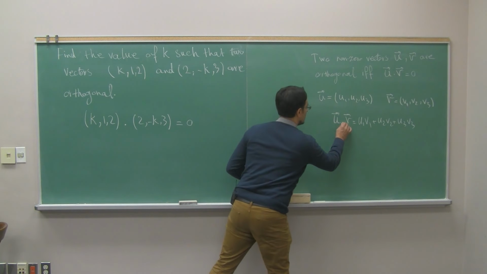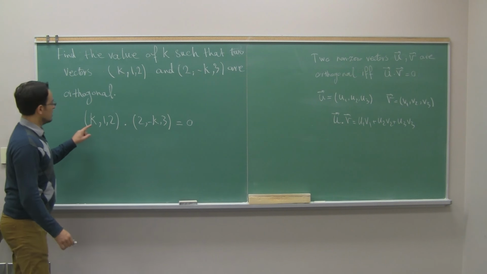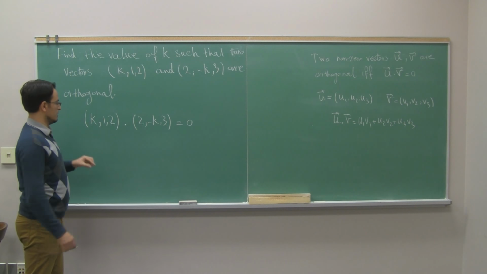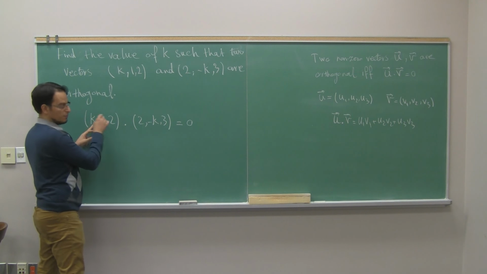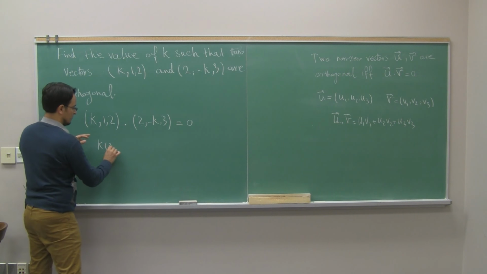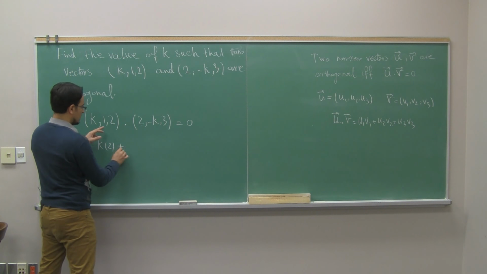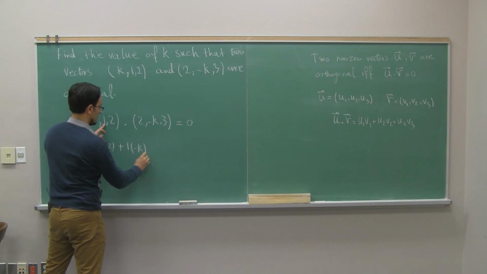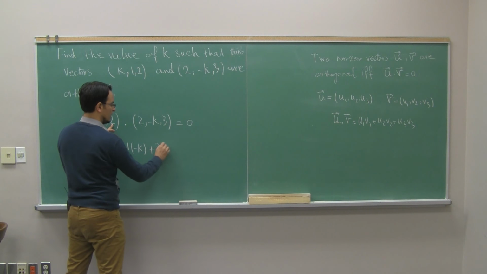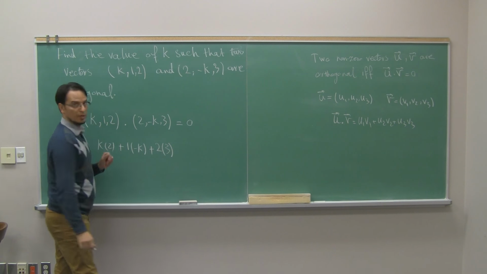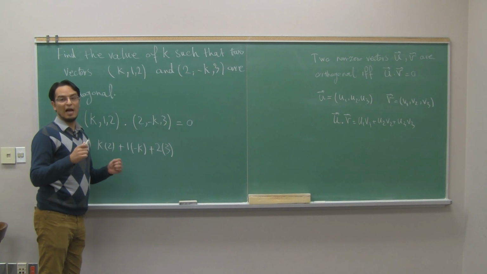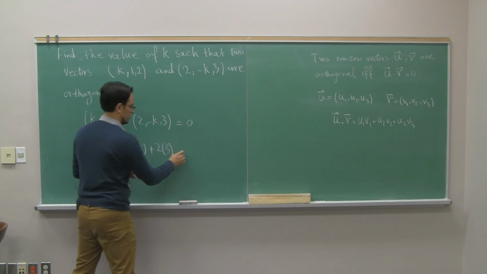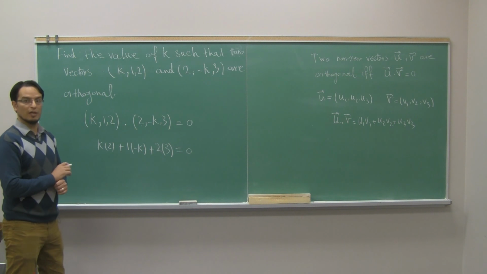I have a dot product here. So I have two vectors, three components. I want to dot product these two. K, the first component, times the first component, 2. Plus second component times second component. Plus third component times third component. And we would like to have 0 because we would like to have these two vectors orthogonal to each other. So this is what we would like to have.